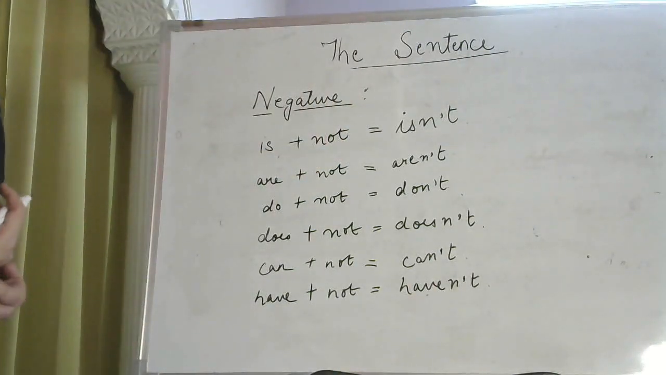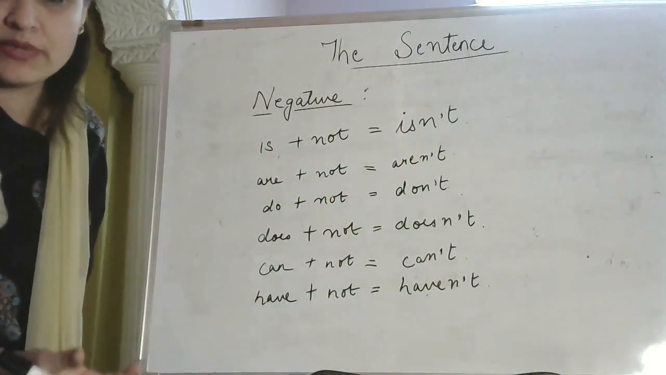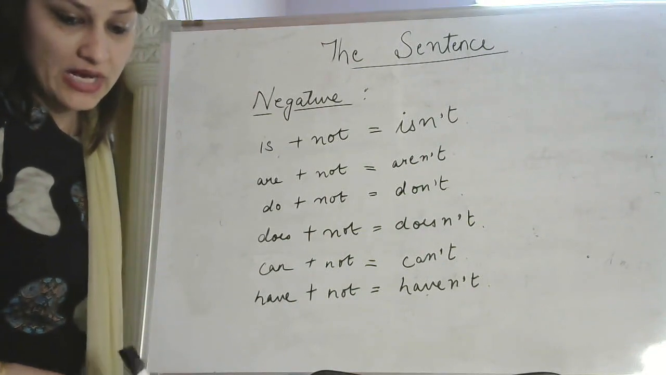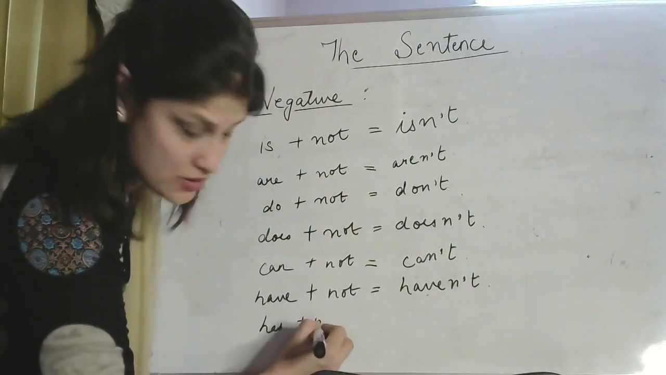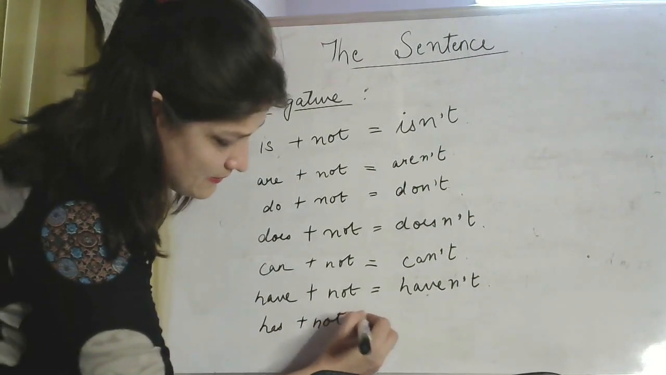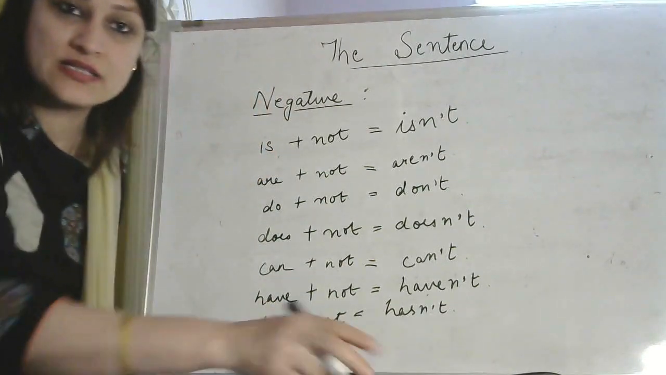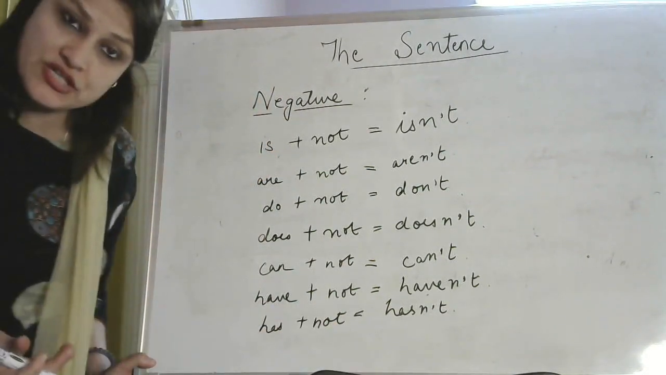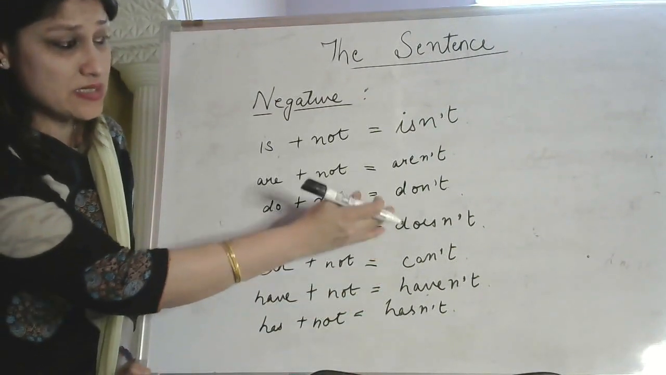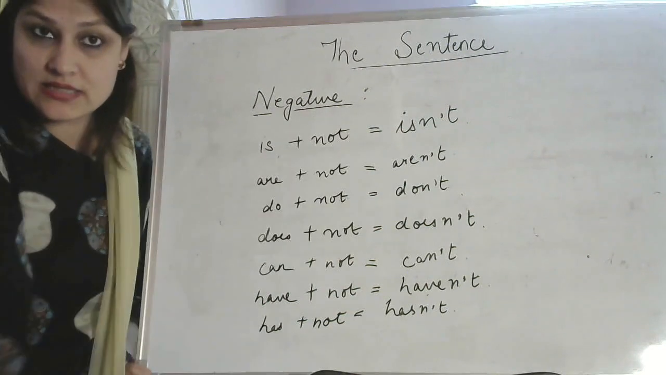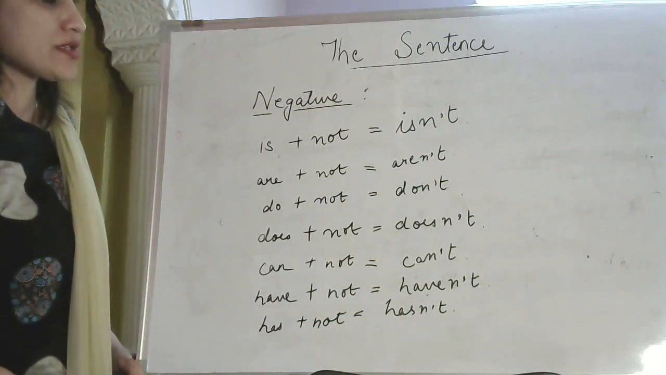Can you see that? How we are merging two words together and forming a negative. After haven't we have has plus not. You do have space, you can see it. It is hasn't. You will not say has not, the pronunciation will change and it will become hasn't. Hasn't, haven't, can't, doesn't, don't, aren't, isn't. Right? Now we have will not and did not.